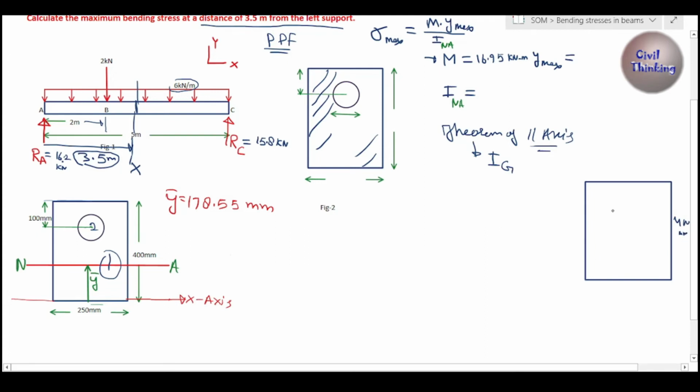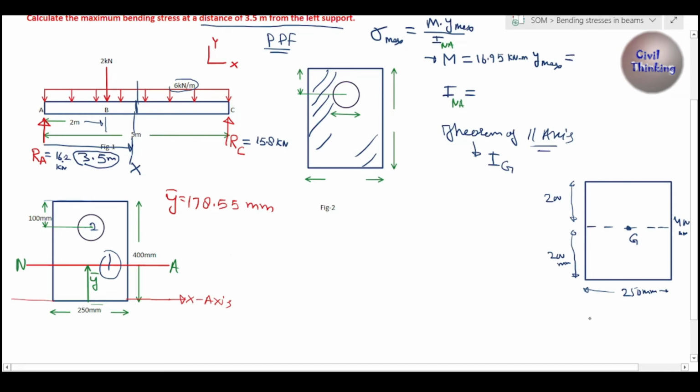Now, where is the centroid going to be? Because it is a rectangle, as I have told you already, it will be at half the distance. This will be 200 mm and this will be 200 mm. We have to find the moment of inertia of this rectangle about this axis passing through G. Now here is 250 mm.